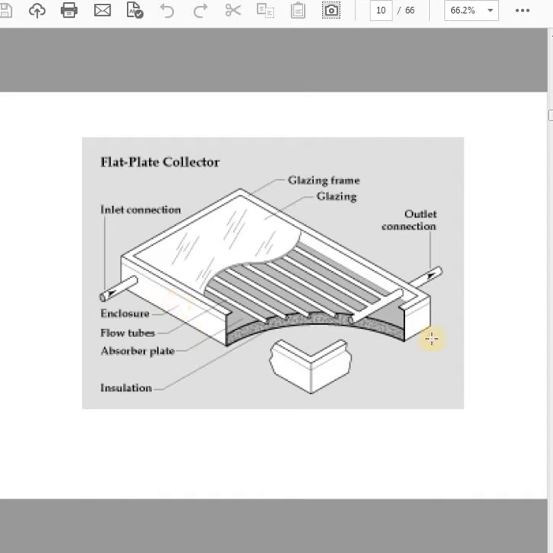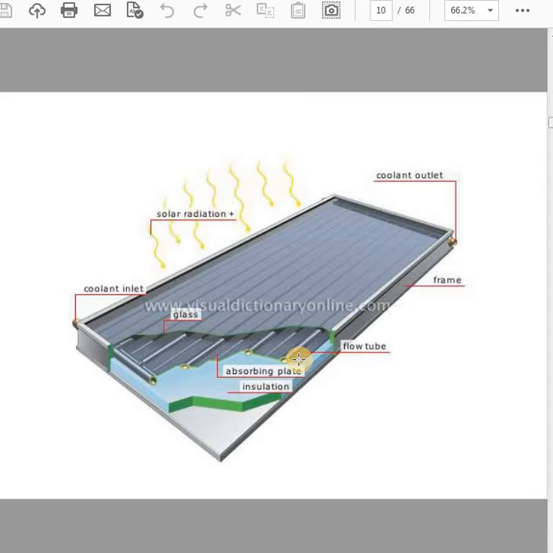There is an enclosure within which the flat plate collector is present. Beneath the pipes there will be an absorber plate which will be coated in black color, so that the maximum amount of heat is trapped, and beneath that you will have an insulation which will not allow the heat to escape out of the flat plate collector.